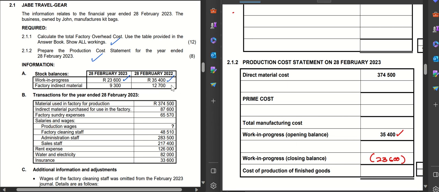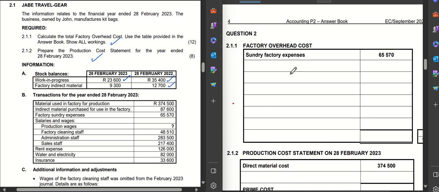And then I'm given factory indirect material. So that comes to my factory overhead cost. So I'm going to come here and I'm going to say my indirect materials. And then I open my bracket. My opening stock is 12,700, and then my closing stock is 9.3. I'm going to come back to that one there.